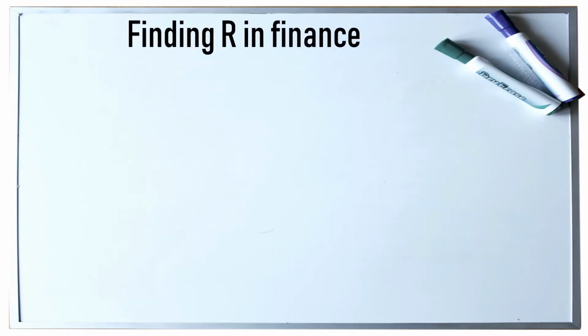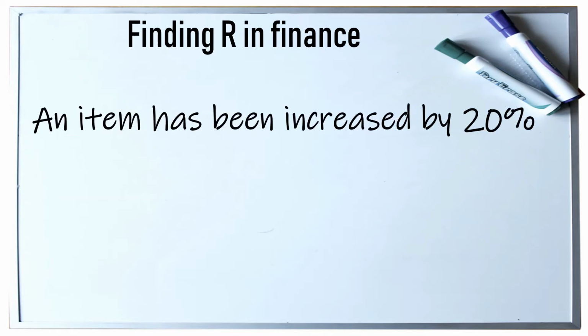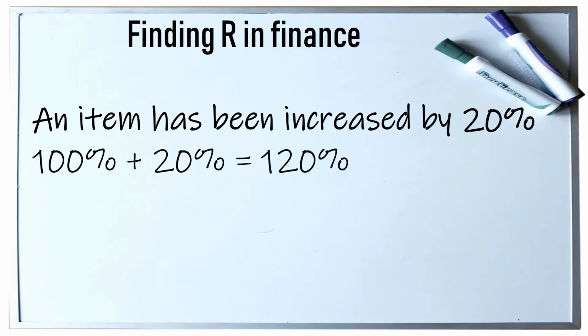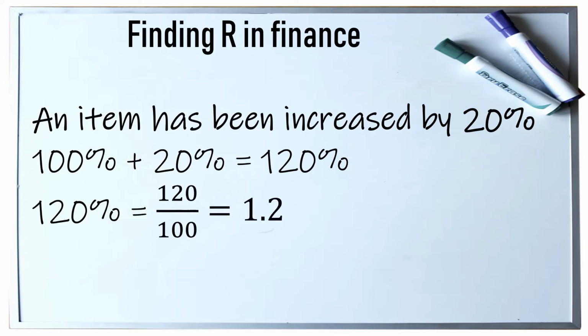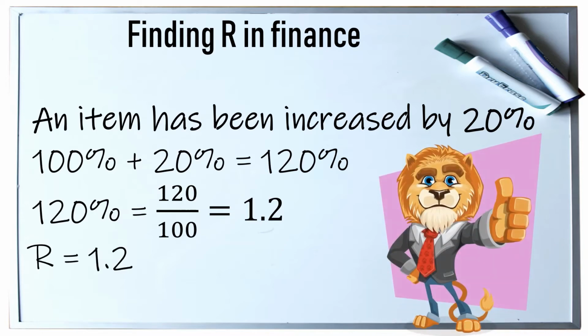To work out R in finance, I'm going to use a couple of examples. The first one is an item that's been increased by 20%. So you already had 100% of the item, and now you're going to add on a further 20%. So you end up with 120%. We can turn that percentage into a fraction and then into a decimal. That decimal is the R value.